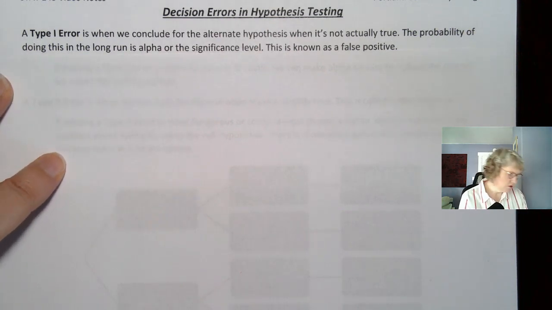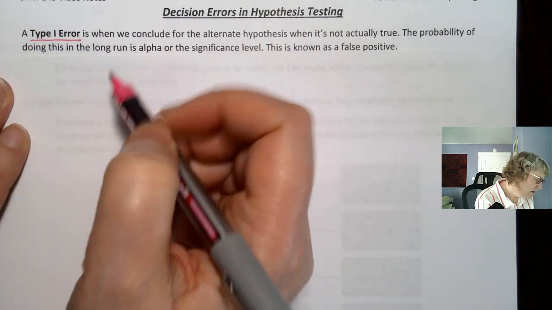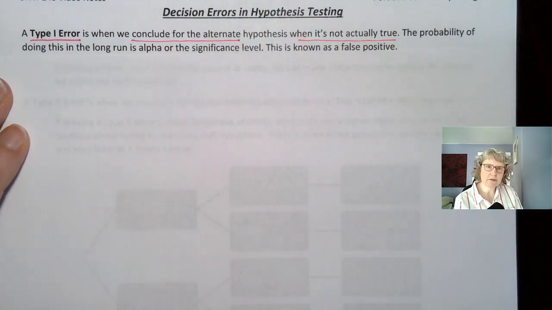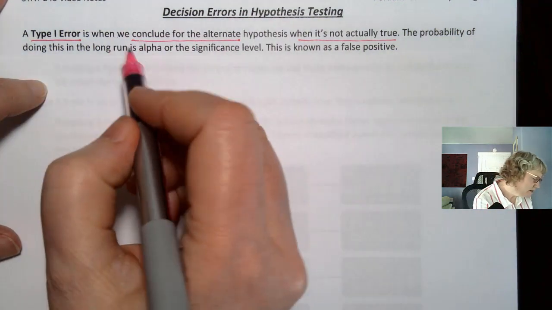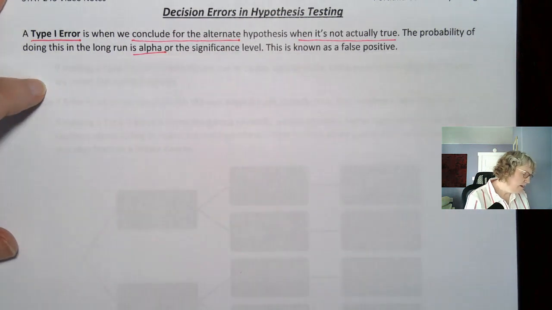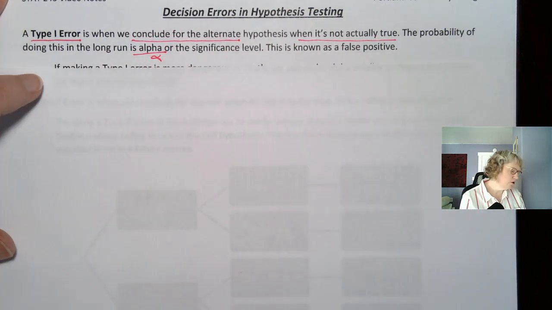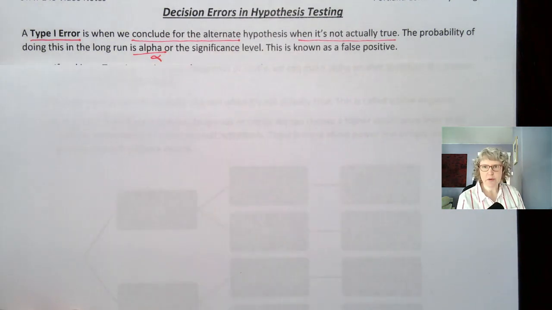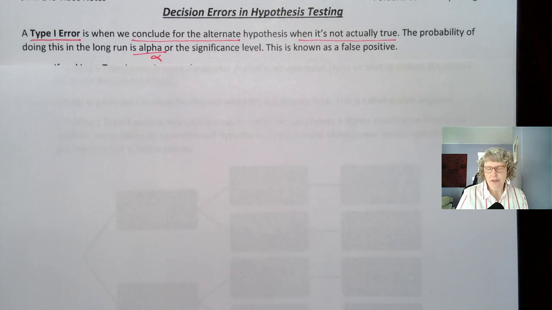There's a type 1 and a type 2. So a type 1 error is when we conclude for the alternate when it's not actually true in real life, okay? The probability of doing this in the long run is alpha, which we've seen that's the same as our significance level. I'll talk more about that in a bit. This is known as a false positive. So you're probably familiar with, say, COVID home tests where you might get a false positive or a false negative. In that case, usually it's a false negative, and that's why we need to keep testing. You keep testing every day because that increases the chance you'll catch it, right?